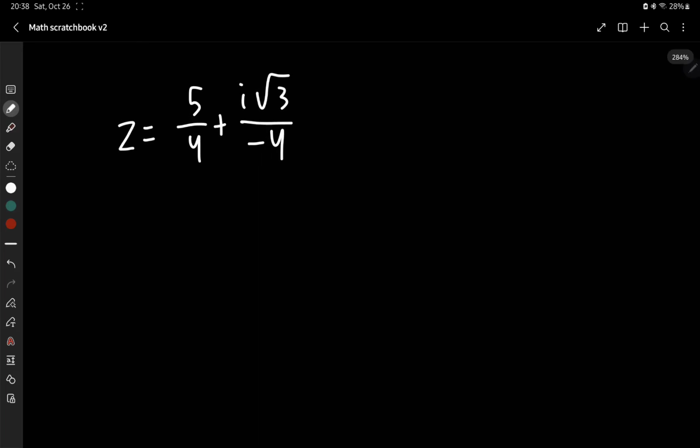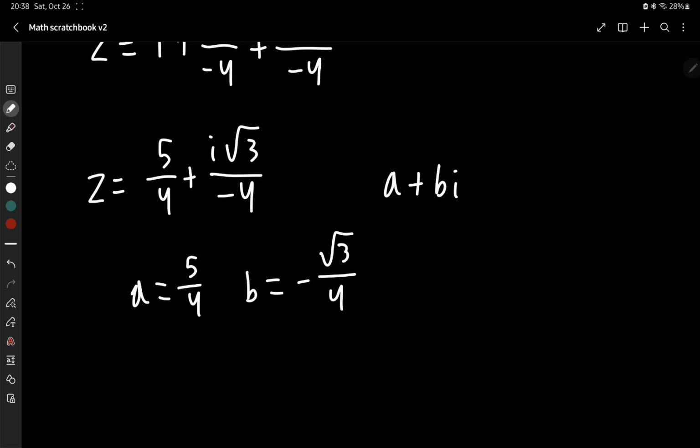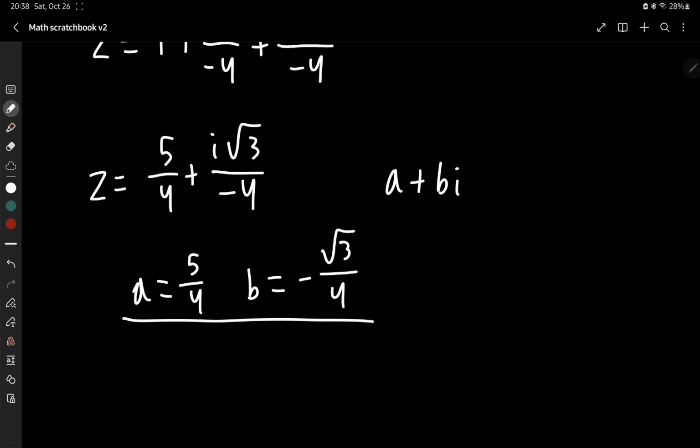So in this case, if we go back to the complex number, it's a plus bi. And so a is 5/4, and b is, well, it's just multiplying i by square root 3, and then it's all over -4, so it's just negative square root 3 over 4, and that's your answer.